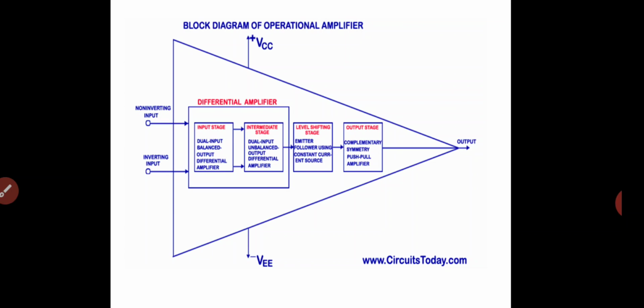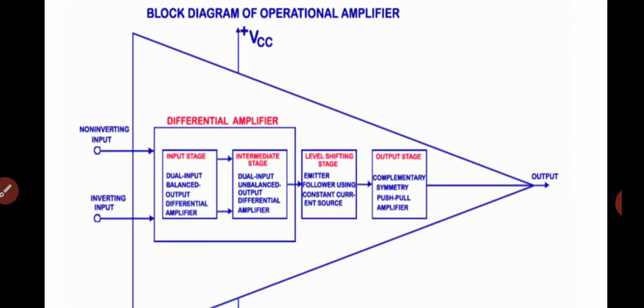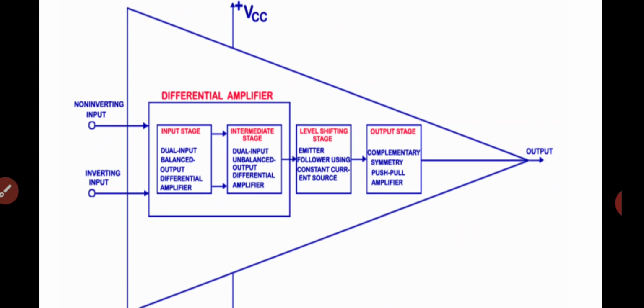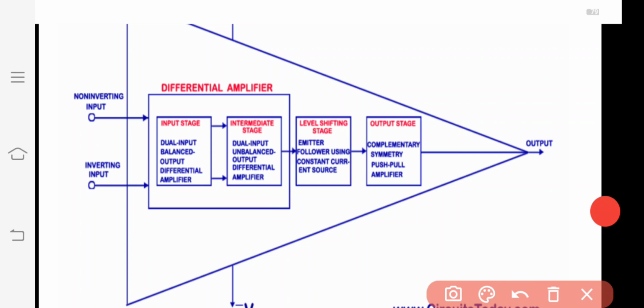For a large number of mathematical operations, we use operational amplifiers. The basic block diagram of the operational amplifier is shown here. Here we use two DC supplies, plus VCC and minus VEE. There are two types of input: non-inverting and inverting.